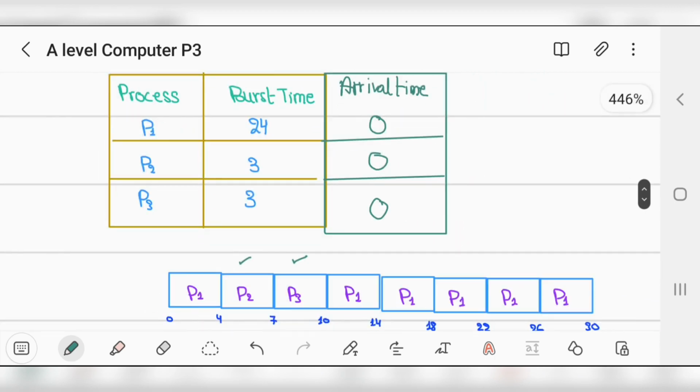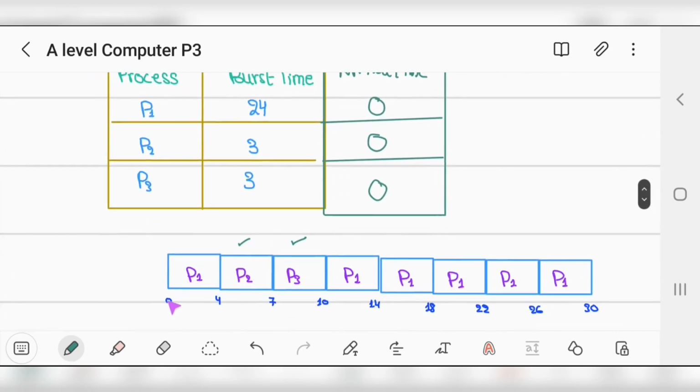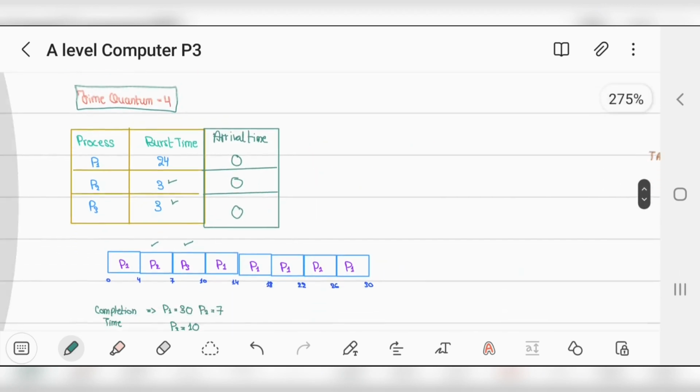I take P1 and give it a 4 time slot to execute, and after completing this, another process comes and P1 comes out. Let's suppose P2 came, 4 to 7. It doesn't matter, because all three have the same arrival time. Then P3 came and was executed, and then the remaining P1, 10 to 14, 14 to 18, 18 to 22, 22 to 26, 26 to 30. So this is round robin.